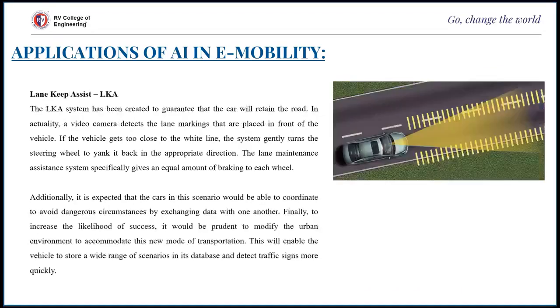Let's move on to Lane Keep Assist (LKA). Lane Keep Assist is actually created to guarantee that the car retains the road. That means the car shouldn't cross the lane or move outside the road. There is a video camera which detects the lane markings, that is the white stripes which are there on the road. And if the vehicle is getting too close to the white stripes, then the system automatically and gently turns the steering wheel and puts the vehicle back into the appropriate direction.